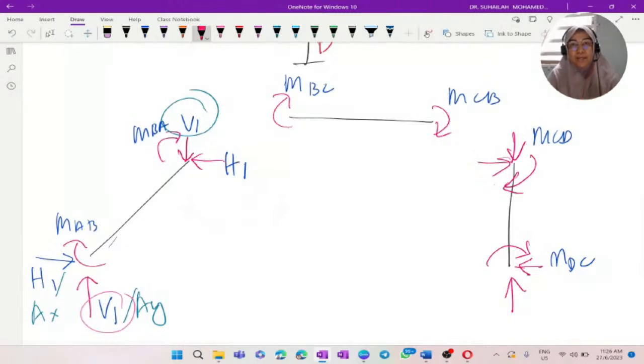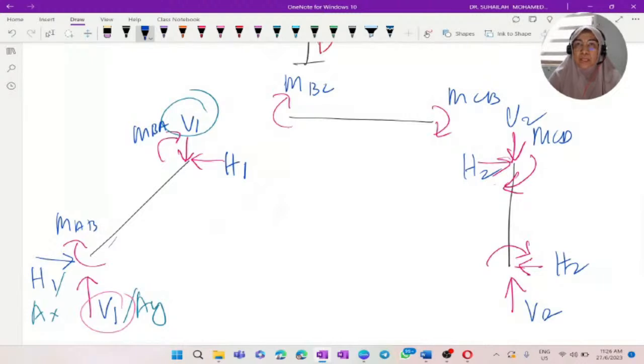At member CD, we label the vertical reaction at D as V2, and we will have H2 here, and this H2 will be equal to the other H2 unless the column is subjected to any horizontal loading on the member. And then we have moment MDC.